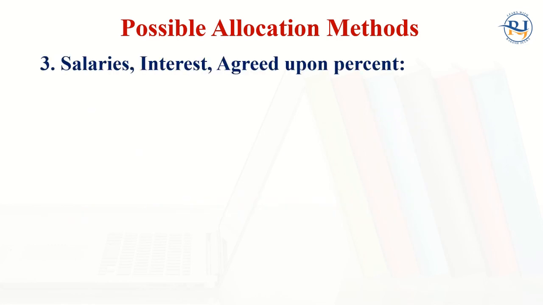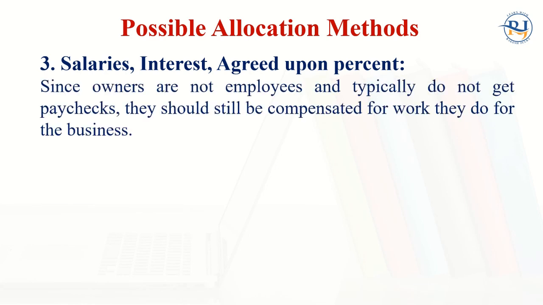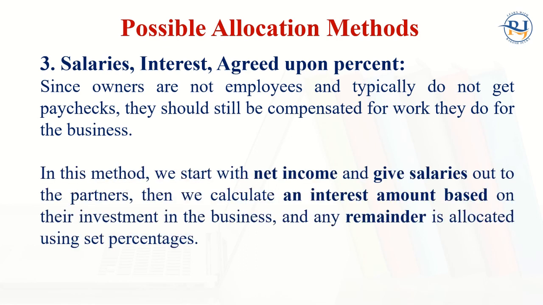Now the third method is salaries, interest and agreed-upon percentage. What is that? Since the owners are not employees and typically do not get paychecks, they should still be compensated for the work they do for the business. In this method, we start with the net income, give salary out to the partners, that is the partner salary. Then we calculate an interest amount based upon the investment in the business. We will pay to both partners, and then the remaining amount will be distributed as an agreed-upon percentage. Look at this example now.